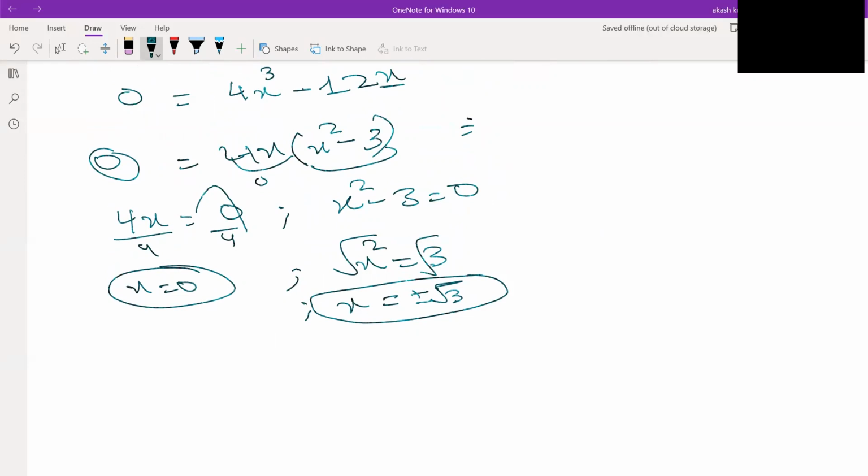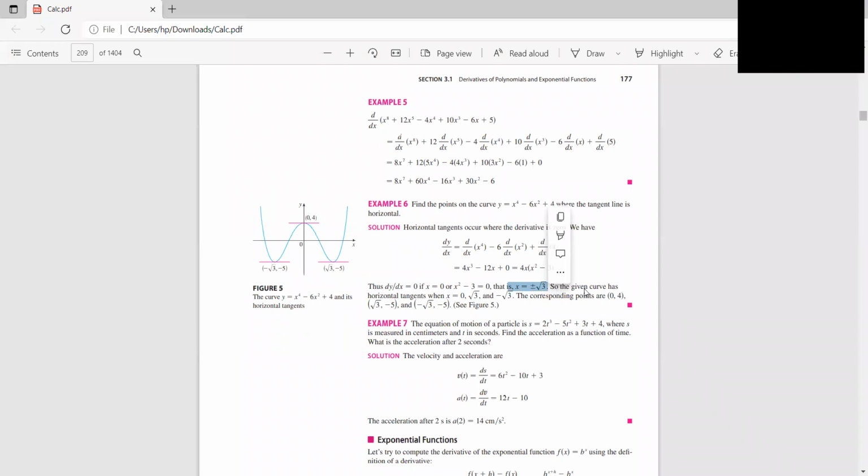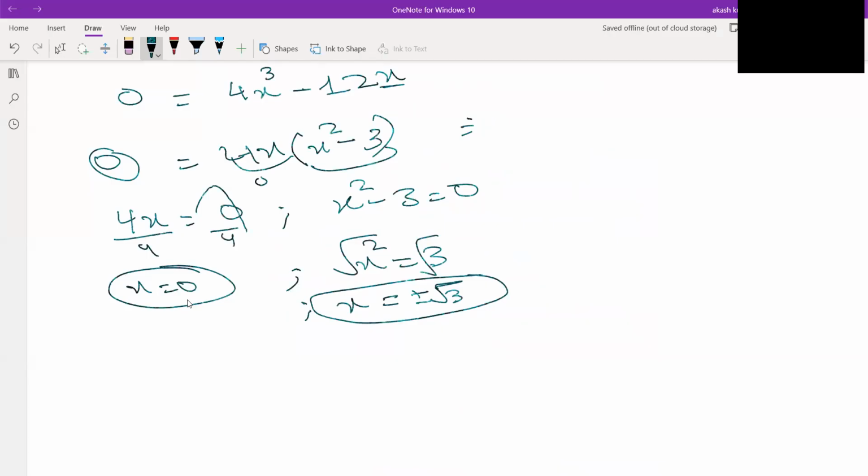Back to the book, 1 minute. So x equals plus minus square root 3, and x equals 0. So far what we have done is this, and then what they have done is find out the y coordinates. For the y coordinate, we will be putting the value of x, putting x equals 0, square root 3 into the original function.